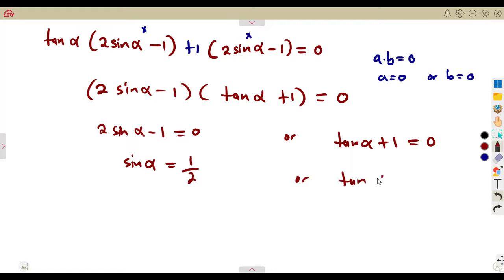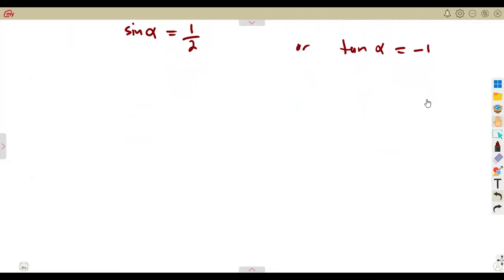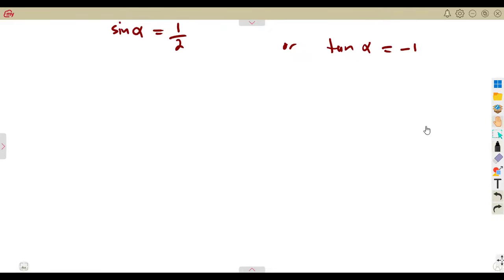You do the same thing on the tan of alpha. The 1 on the other side gives us a negative 1. So this is where you are. Let's say you were just given a question: solve alpha there. How were you going to solve these two, given the interval that our alpha is to be taken from -90 to +90? How were you going to solve?